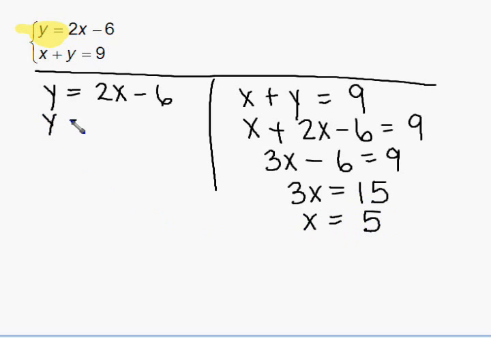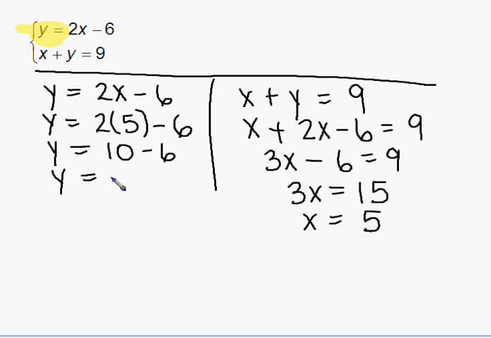5. Now that says wherever there's an x, we can replace it with 5, so we'll go to the other equation and make that substitution. That gives us that y is equal to 10 minus 6. That y is 4. So our solution appears to be 5, 4, but we can test and make sure that it works in both equations.